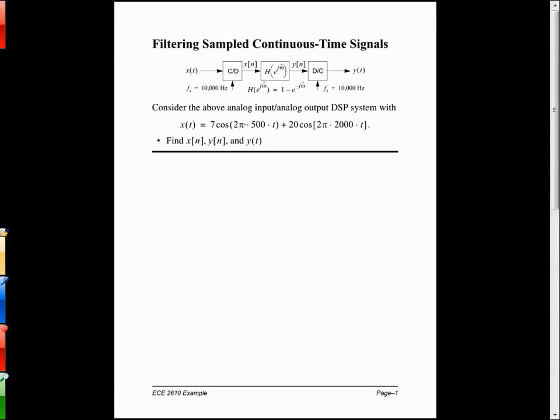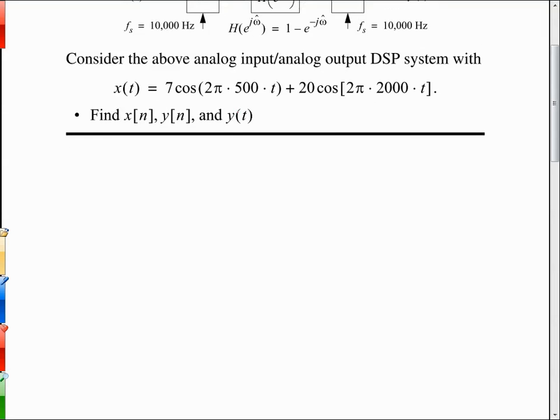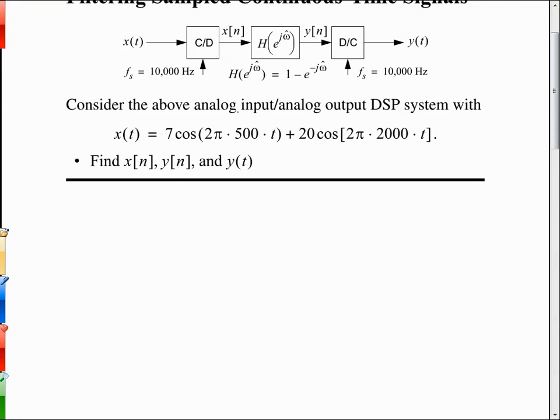Okay, this is the sheet that you should have in front of you. This is the type of thing that the quiz could have contained in it, something along these lines, just like the example we were just looking at. So in this case, we've got a 10 kilohertz C to D, we have a simple low-pass filter, and then we have a 10 kilohertz D to A.